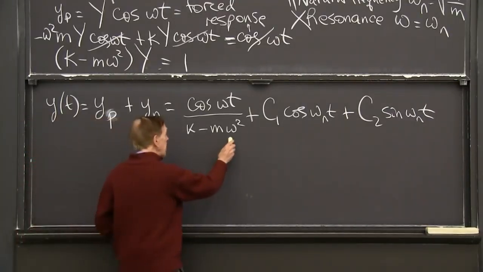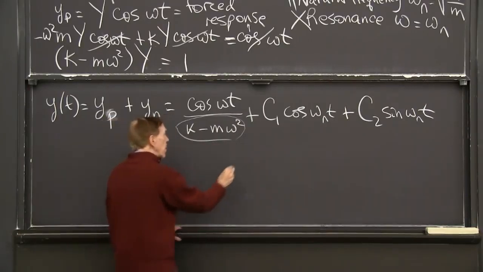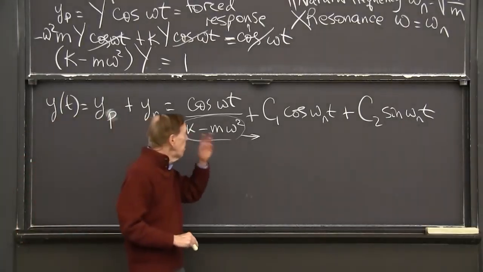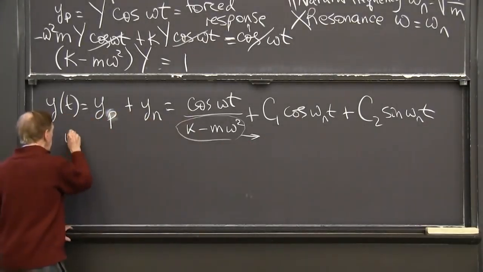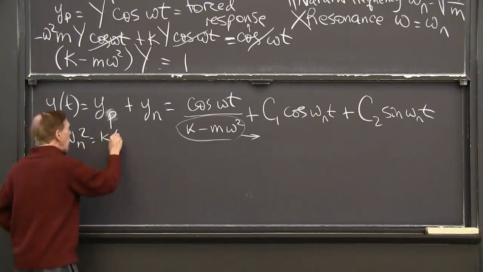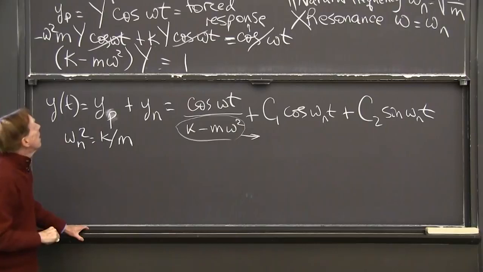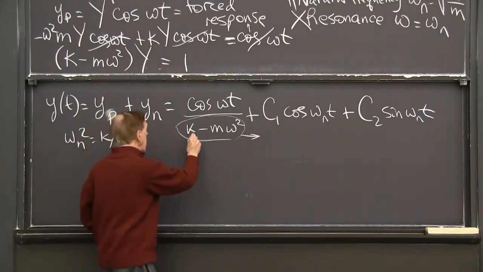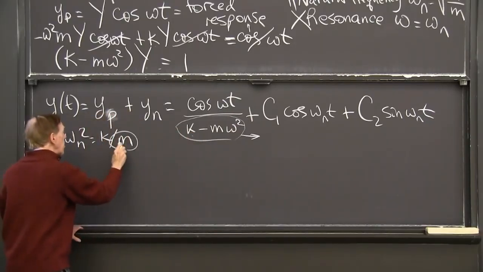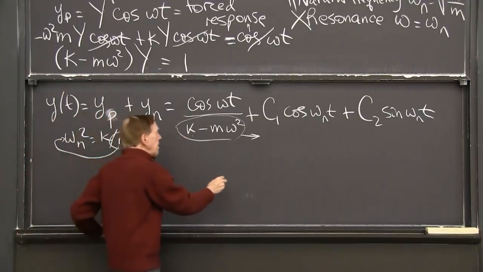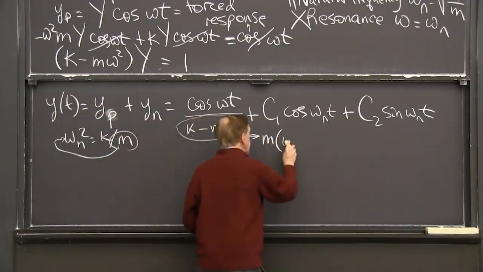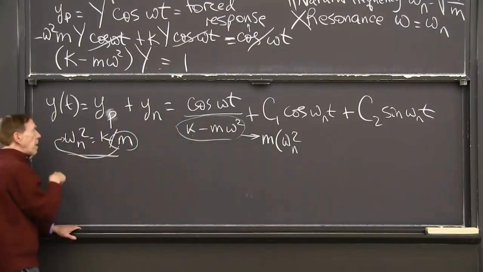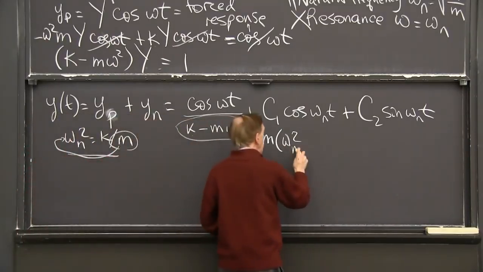Actually, this is pretty nice here. I could write that another way so you would see the important point. So remember, what is omega n squared? Can I just remember that omega n squared is k over m? Yep. So k is the same as m omega n squared. And here I'm subtracting m omega squared.